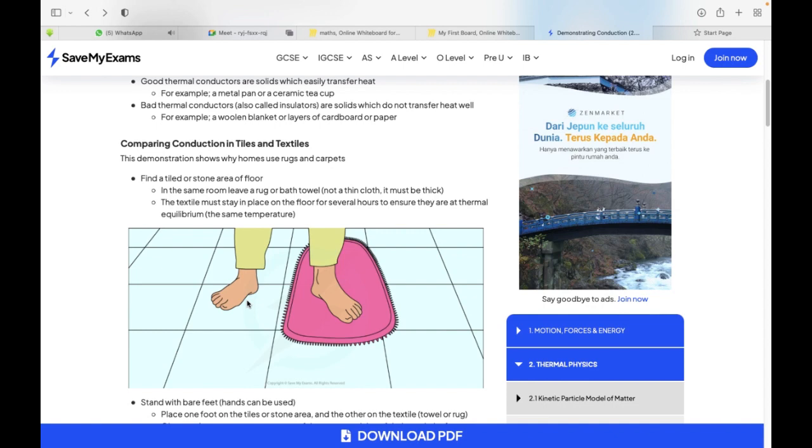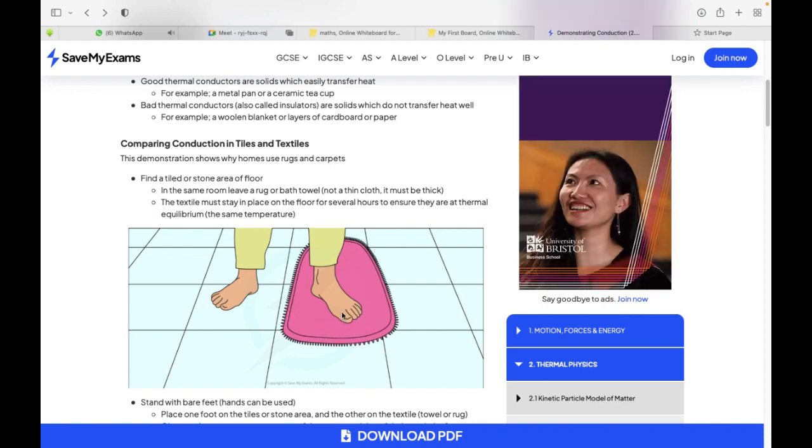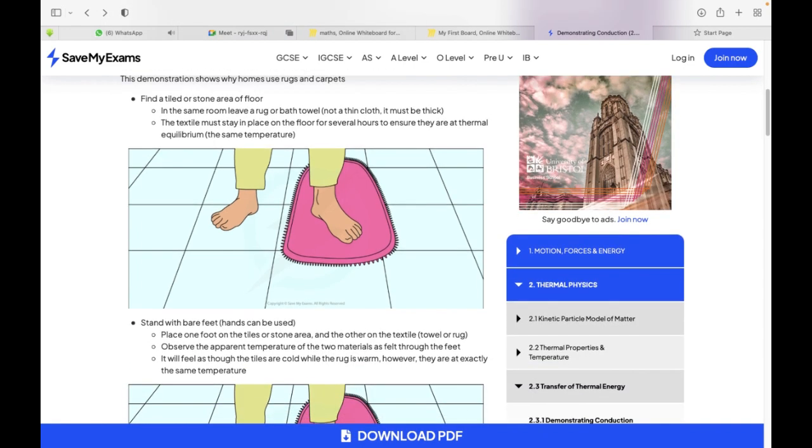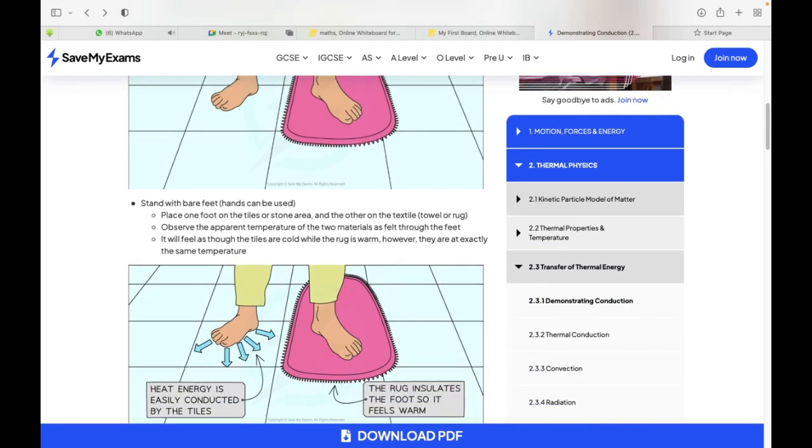Okay, so the textile must stay in place on the floor for several hours to ensure that they both have thermal equilibrium. So that we ensure the heat in the tiles of the house is passed onto the material that you've put on the tiles. So we see that they both have thermal equilibrium. You have to leave it for several hours before you come and do this experiment.